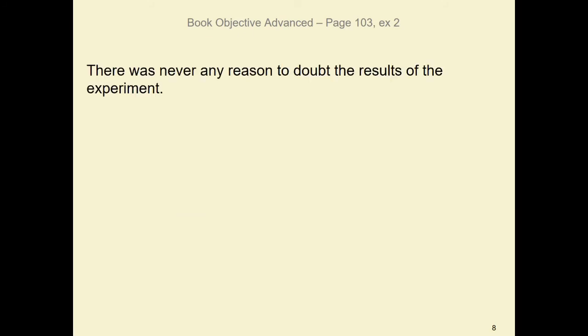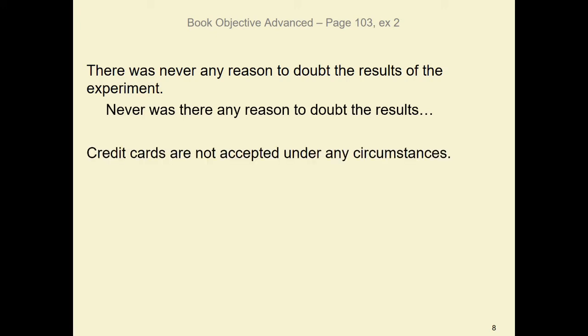There was never any reason to doubt the result of the experiment. This is the common sentence. How would we invert it? There are many ways. One of them, never was there any reason to doubt the results of the experiment. Second one, credit cards are not accepted under any circumstances. Very common sentence that we will see in shops. Under no circumstances are credit cards accepted. This is a very common sentence, calling attention to the under no circumstances, so don't ask for it.